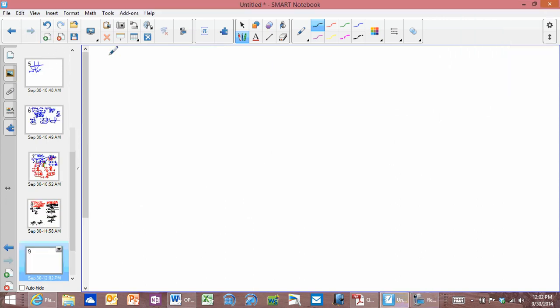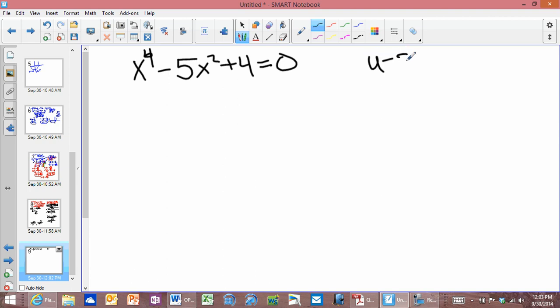Then we also have some equations that maybe are not quadratic equations. So if I have 4x to the 4th minus 5x squared plus 4 equals 0, what I need to do is what we're going to call substitution. I'm going to use the letter U, and we usually call that U substitution. Although don't just go Google U substitution because it's actually a calculus thing. Okay, I'm going to say that U is equal to x squared.